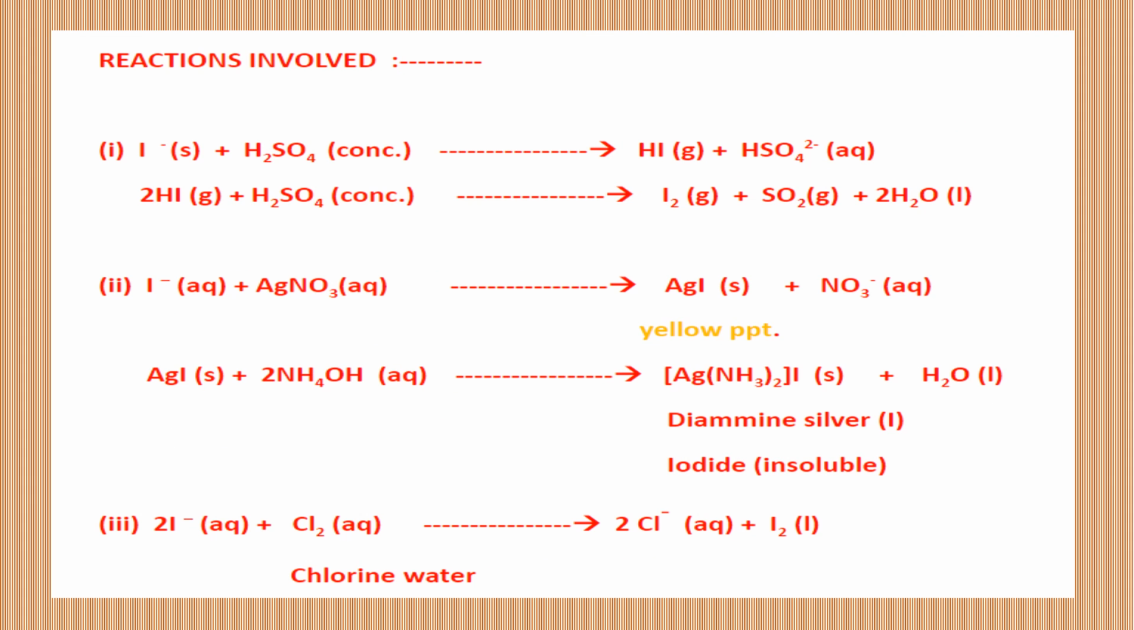Let us see the reactions involved in case of iodide salt now. The preliminary test, first reaction: dry iodide salt is reacted with concentrated sulfuric acid. It produces HI initially. HI, being a very strong reducing agent, is quickly oxidized to iodine in the acidic medium, and we get a violet coloration because of iodine vapors. This gives us the indication that there may be iodide, so we carry out the confirmatory test.